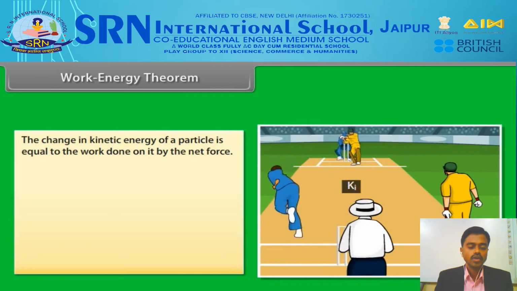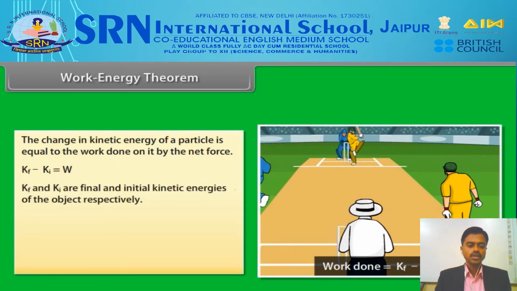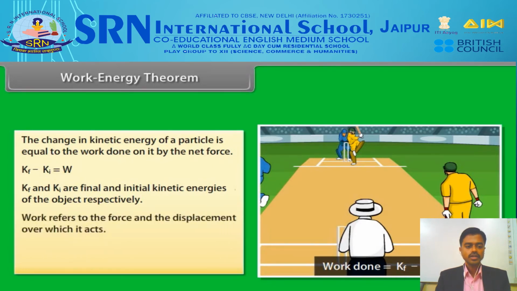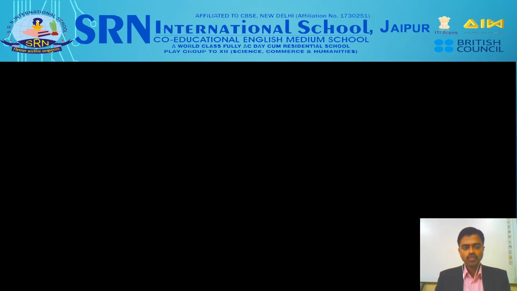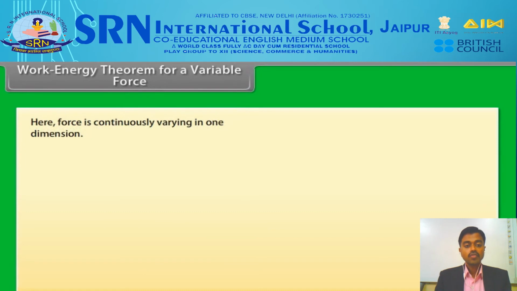Now we will talk about the work energy theorem. According to the work energy theorem, the change in kinetic energy of a particle is equal to the work done on it by the net force. So change in kinetic energy, meaning final kinetic energy minus initial kinetic energy, will be equal to work done. Work refers to the force and the displacement over which it acts. So the change in kinetic energy will be equal to work done, that is the work energy theorem for a constant force. Now we will find the work energy theorem for variable force.